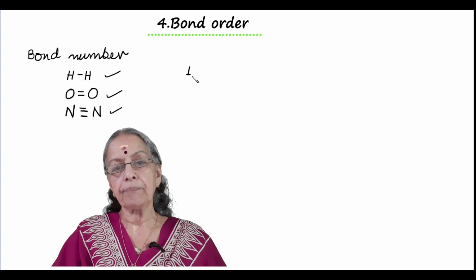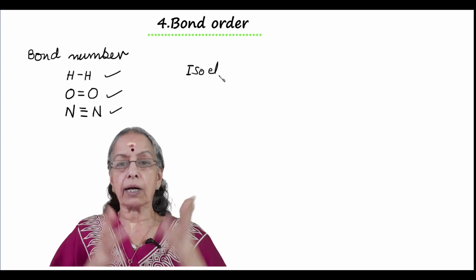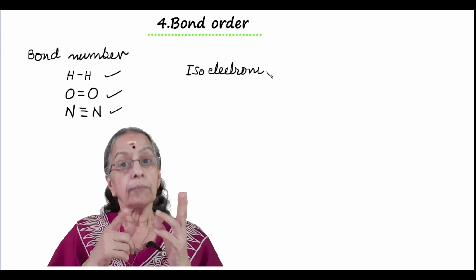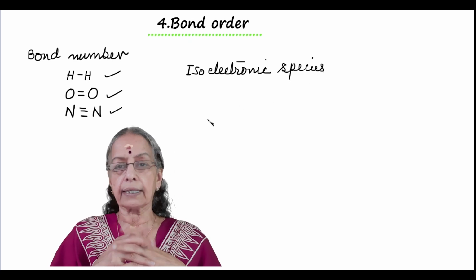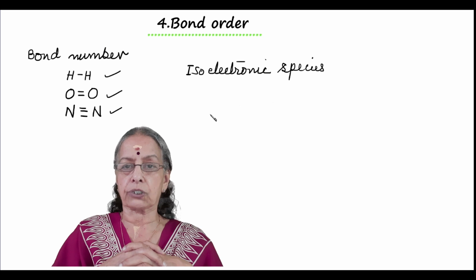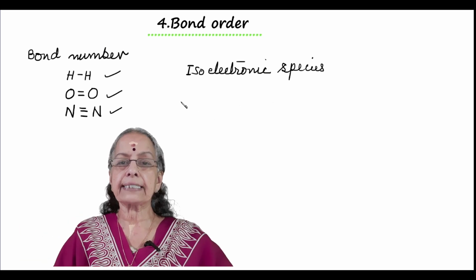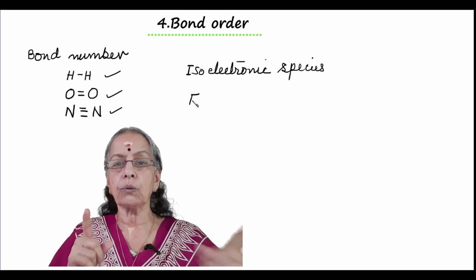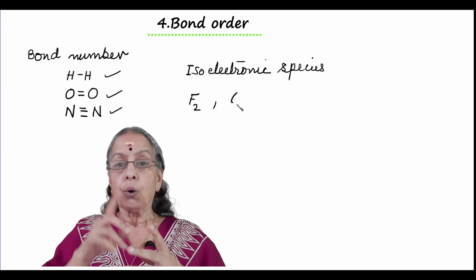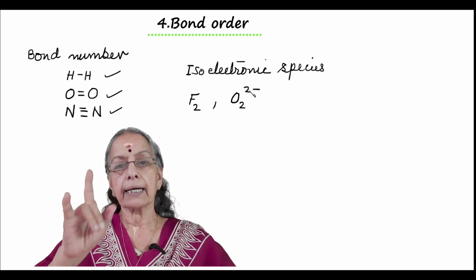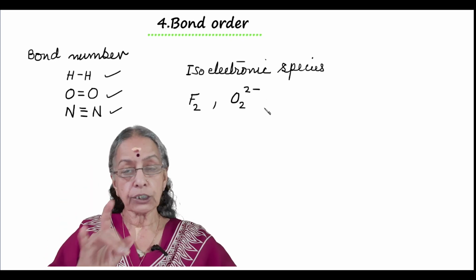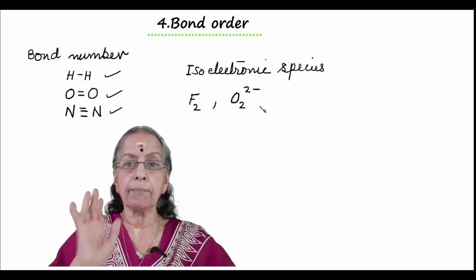Now let us take up isoelectronic species. What are isoelectronic species? Molecules and ions having the same number of electrons. They are called isoelectronic species. We will consider the first example, fluorine molecule and peroxide ion, O2 2-. In both of them, there are 18 electrons. Isoelectronic species have the same bond order.